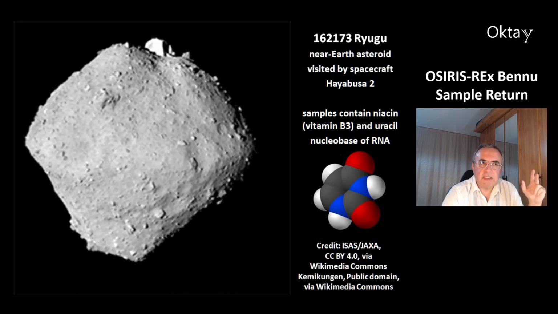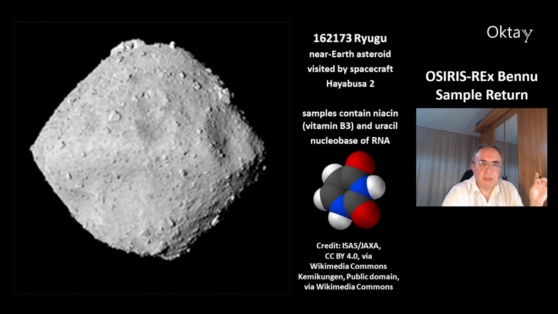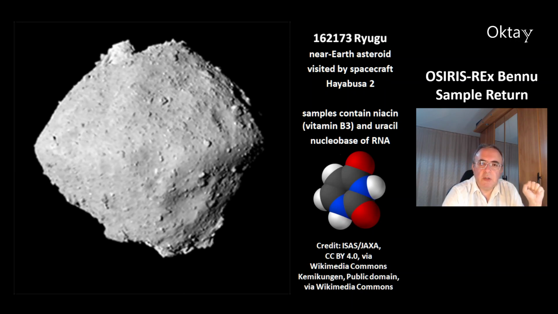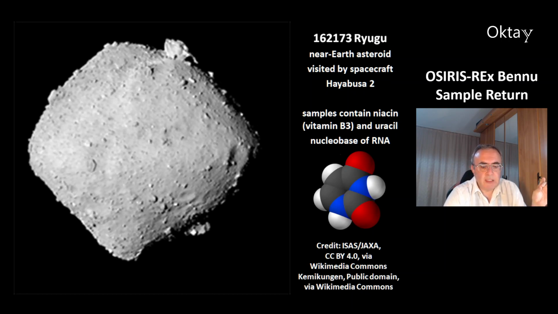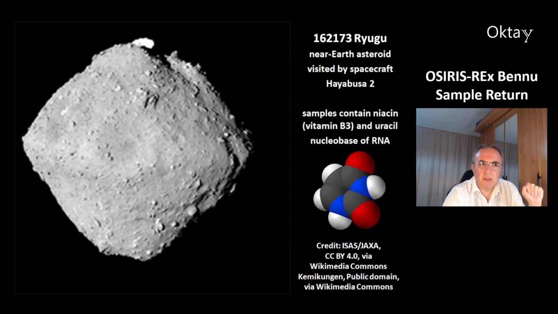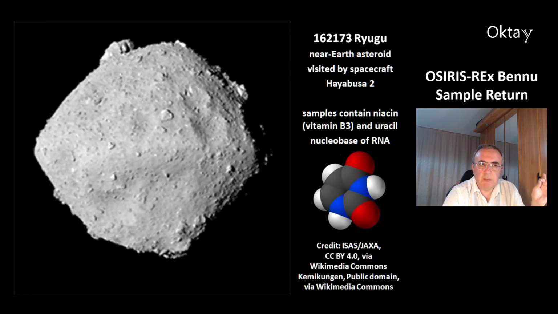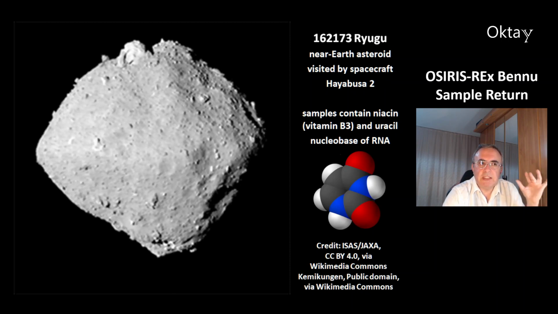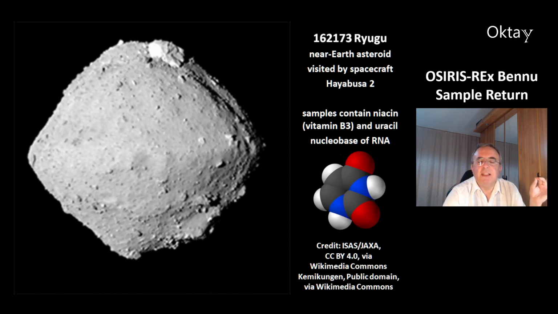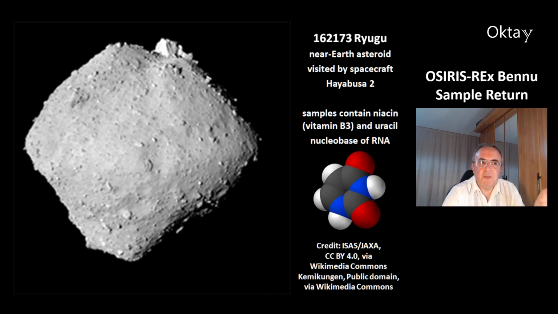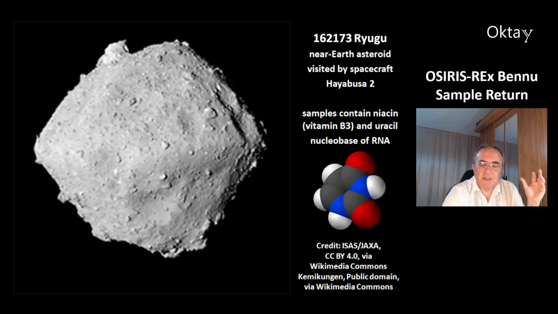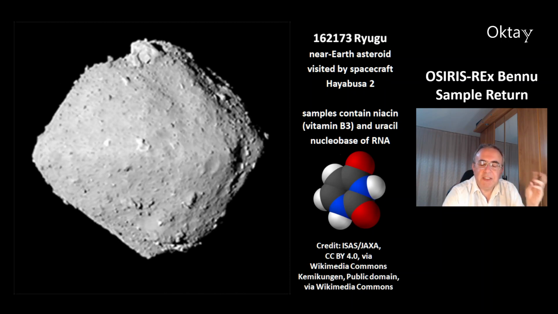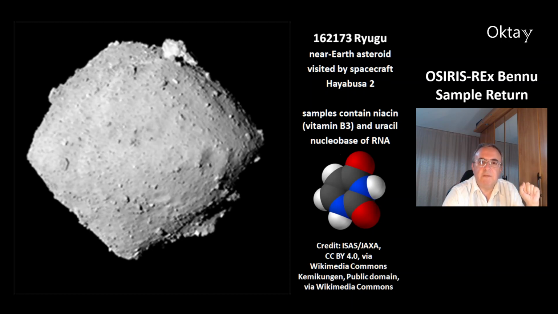This is another example. That's 162173 Ryugu, another near-Earth asteroid which was visited by the spacecraft Hayabusa 2. And the samples from this asteroid contained niacin, which is vitamin B3. And what's more interesting, that's the molecule uracil, because it is one of the 4 nucleobases of RNA. And RNA is very closely related to DNA. DNA is the molecule of all higher life forms.